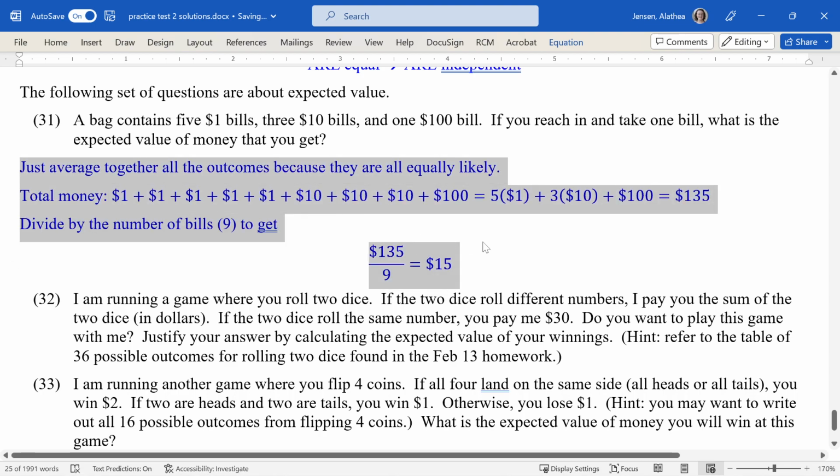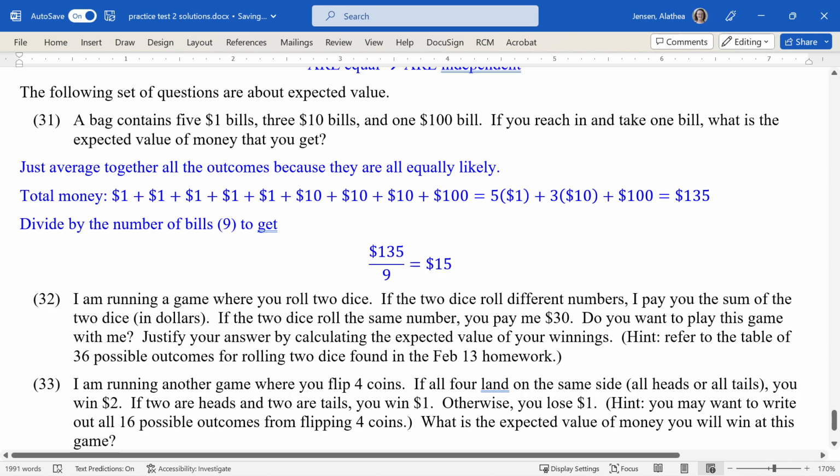All right, so if you would repeat this experiment over and over and over, the average amount of money you would get out of this bag would be $15. You can't get $15 on any given try, but that is the average amount that you would get over time.